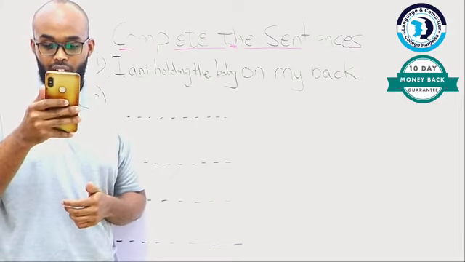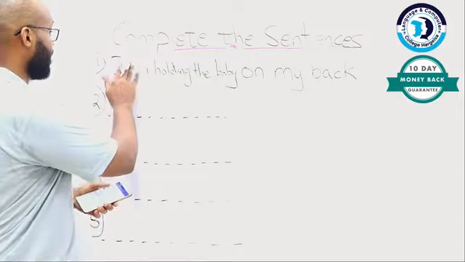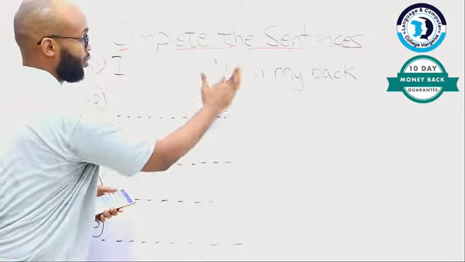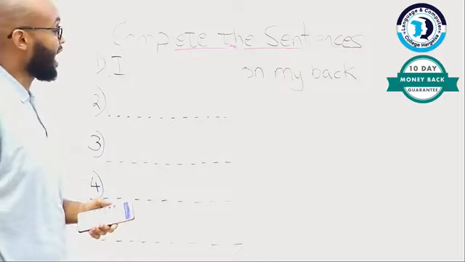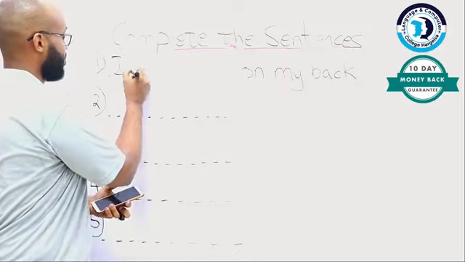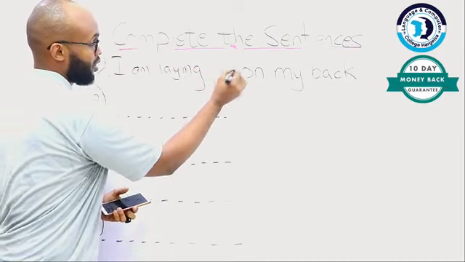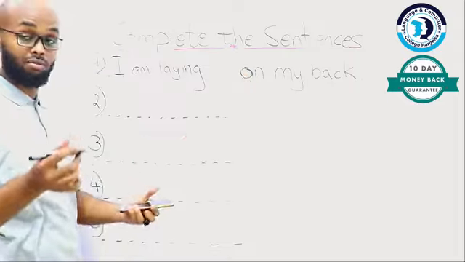I'm lying on my back. Very good, that's a very good example. Adam, how do you read? I am lying on my back. That's nice. I'm laying on my back. That's correct.